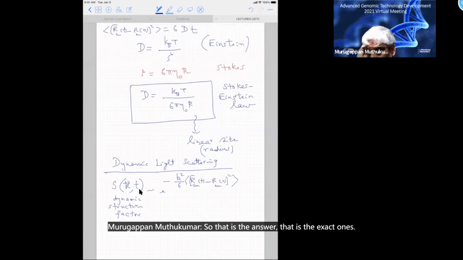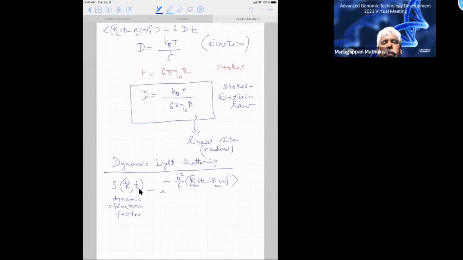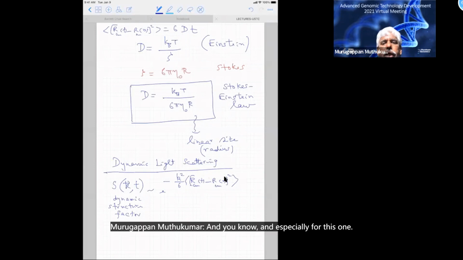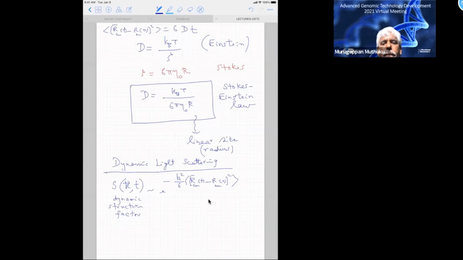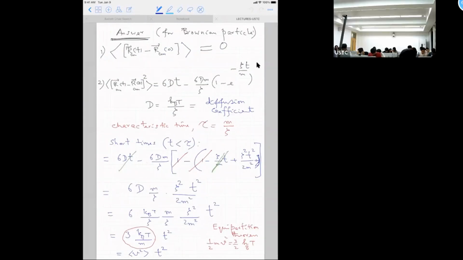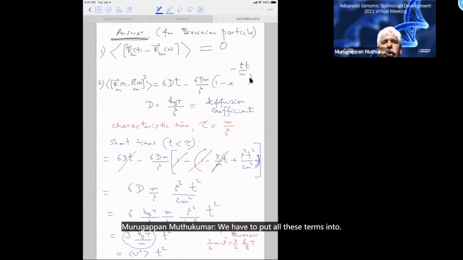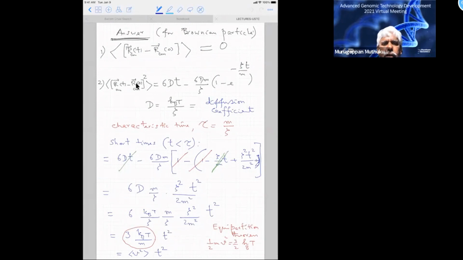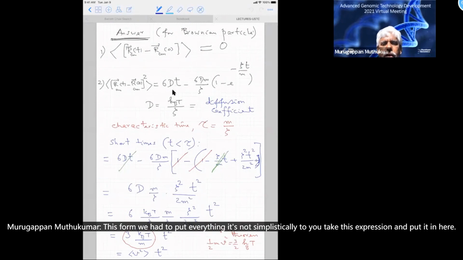And that is the answer. This is the exact answer. And you know an expression for this one. This expression is this expression. We have to put all these terms into this form. We have to put everything. It's not simply 6Dt. You take this expression and put it in here.